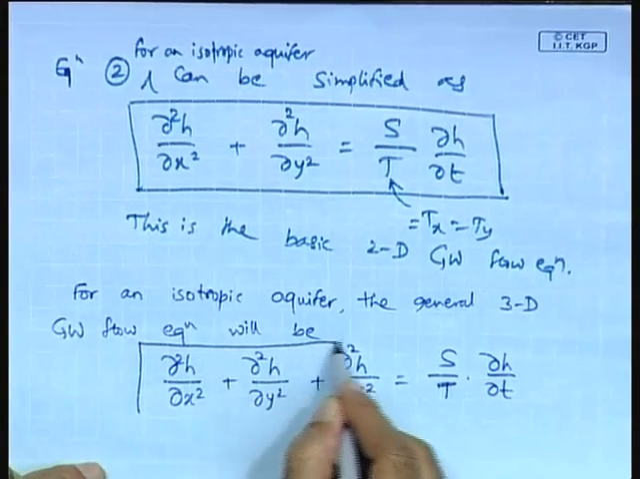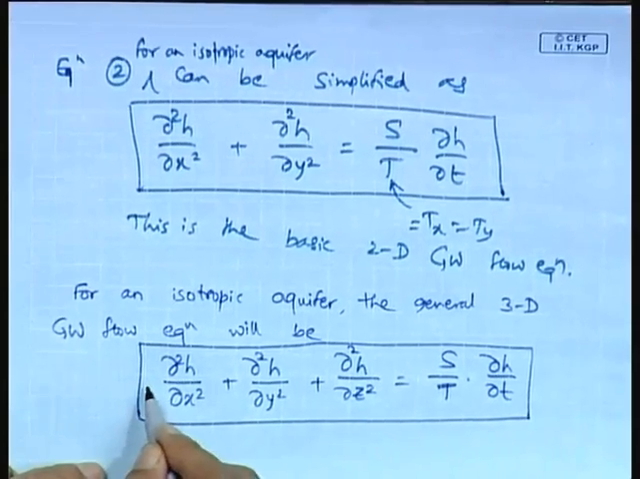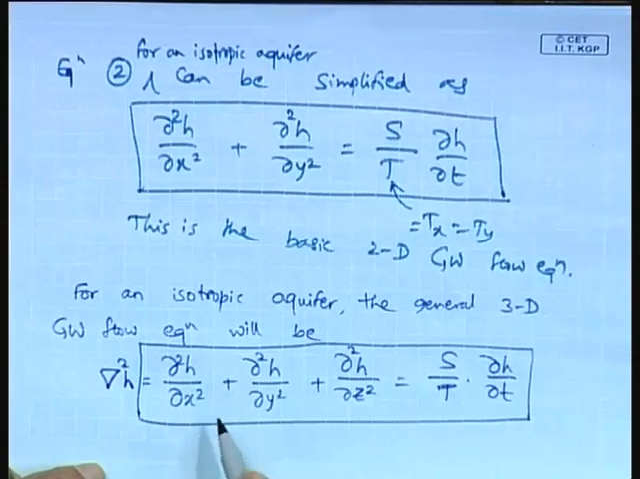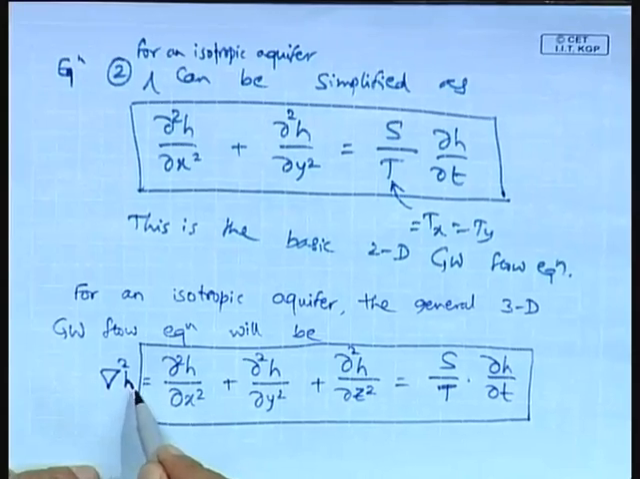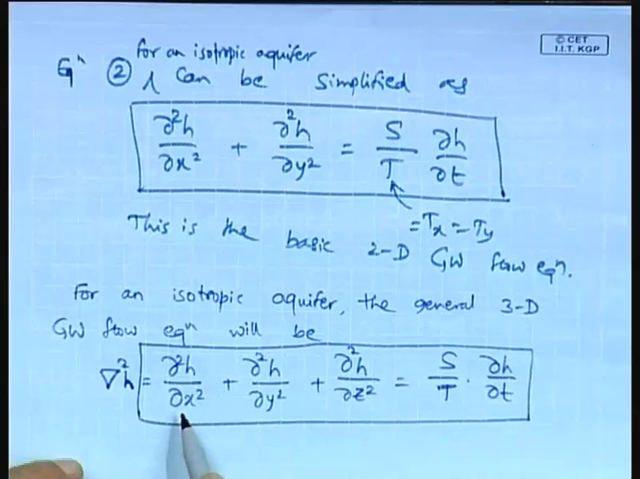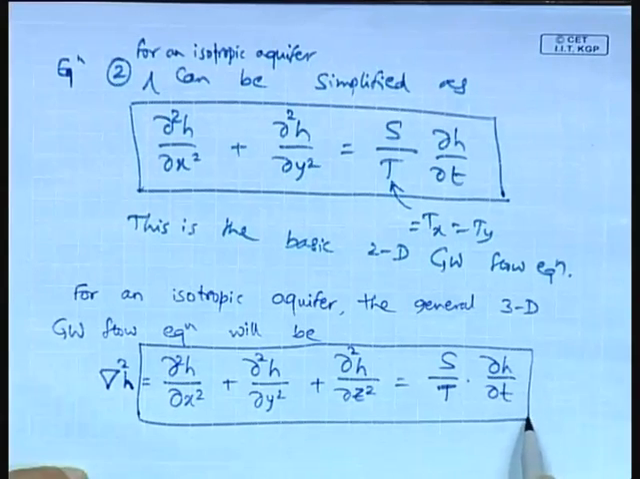So, this is the expression, and obviously in this case the left hand side is denoted by del square h, which is the combined notation for these three second order partial derivative terms with respect to each of the directions. And this is when the flow is unsteady, and this form is known as the diffusion equation.